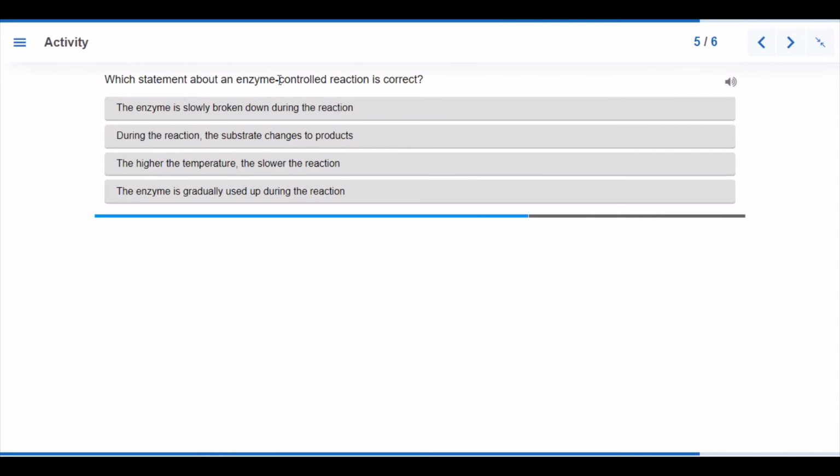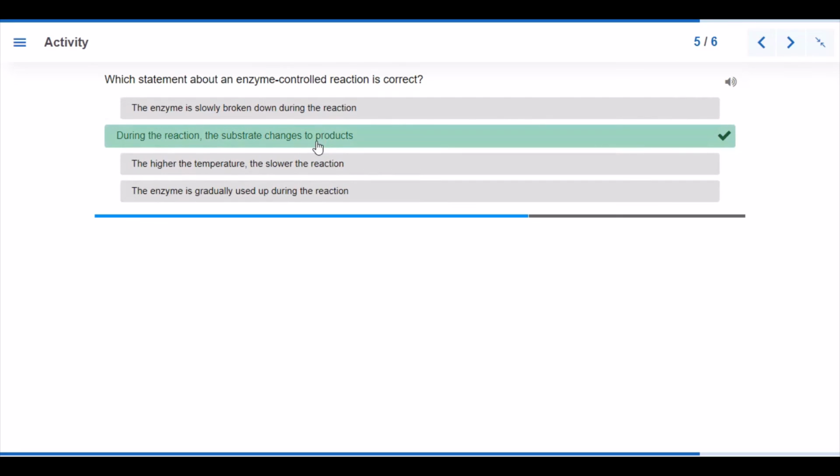Which statement about an enzyme controlled reaction is correct? The enzyme is slowly broken down during the reaction. No. During the reaction, the substrate changes to product. That's most likely the answer. But let's check the other options. The higher the temperature, the slower the reaction. No. The enzyme is gradually used in the reaction. No. So go with this. Correct.